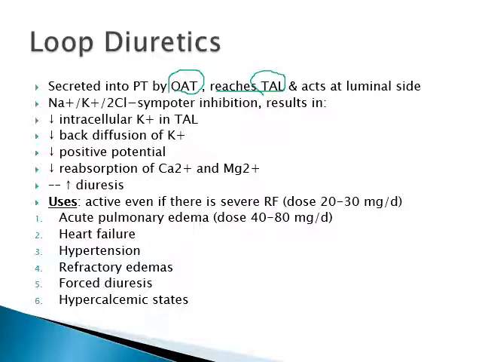And also there won't be formation of the positive potential that was created by the potassium due to back diffusion of potassium. So the reabsorption of calcium and magnesium will not take place. That is, there can be hypocalcemia and hypomagnesemia due to the use of loop diuretics.